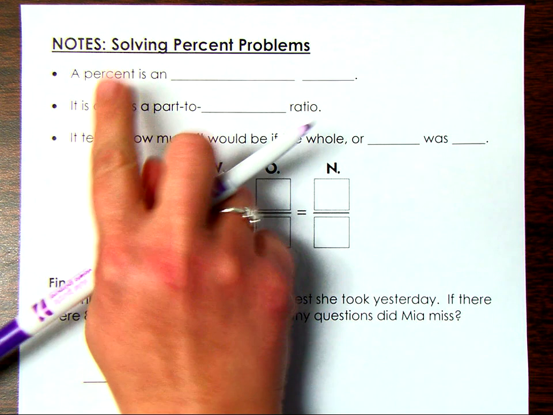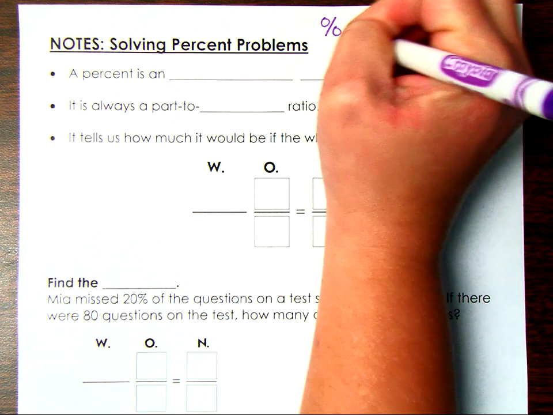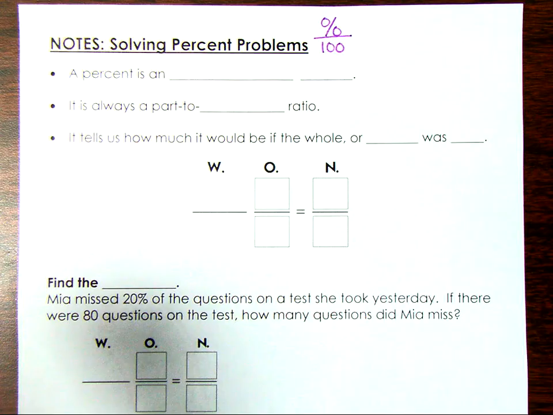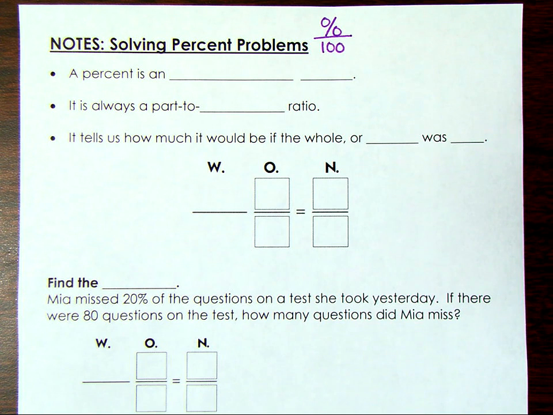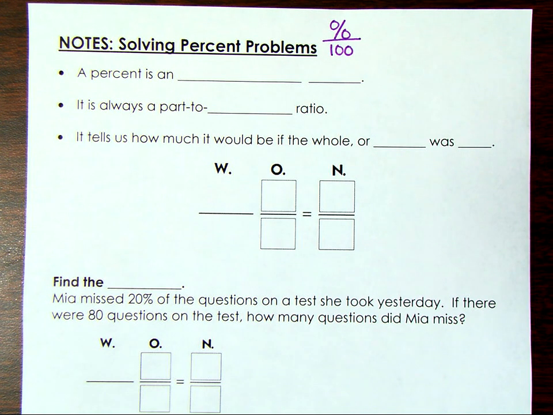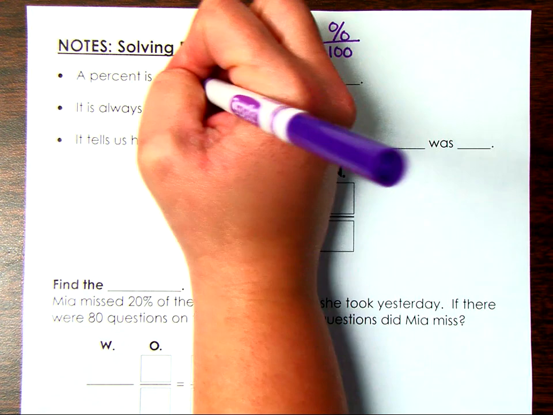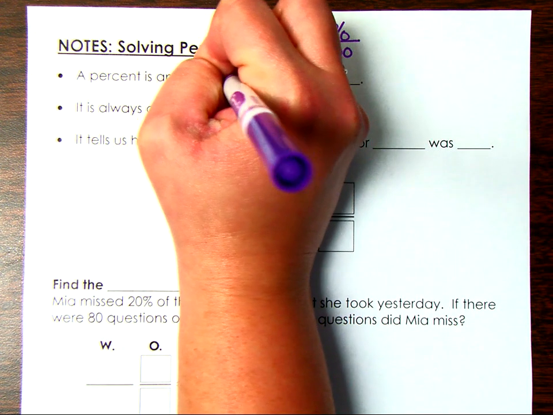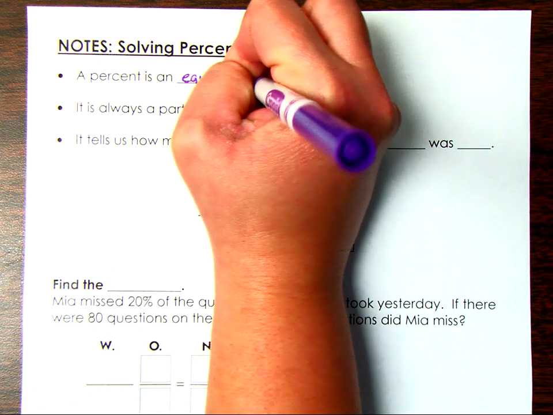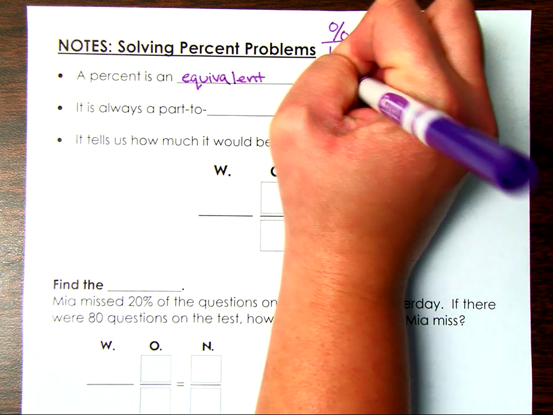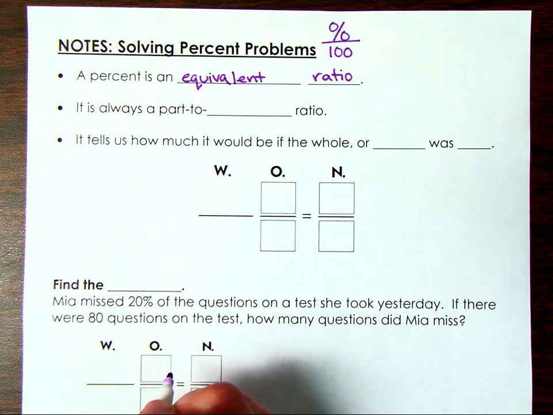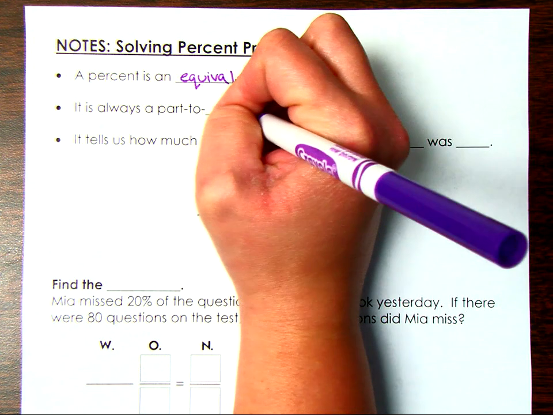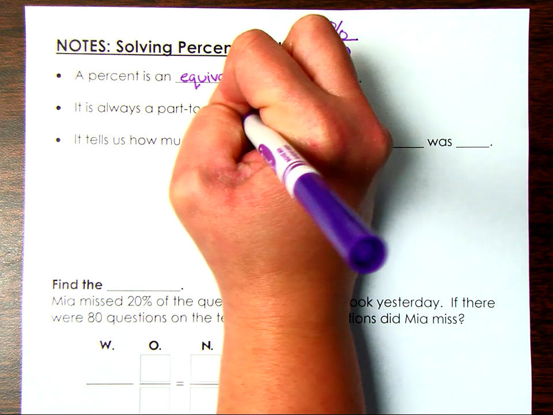So a percent literally means per 100. So we always have our percent out of 100. Okay? So think about a grade. If you have a 73%, that means you got 73 out of the 100 points given. So a percent is actually going to be an equivalent ratio. And that's what proportions are. They're equivalent ratios. And it's always going to be a very specific ratio of a part to whole.